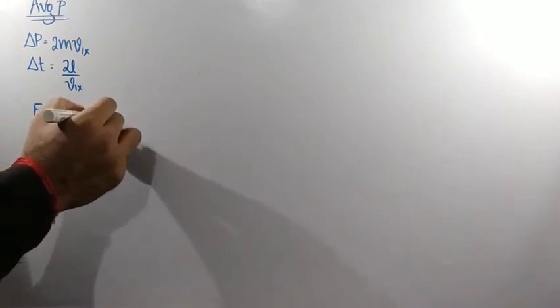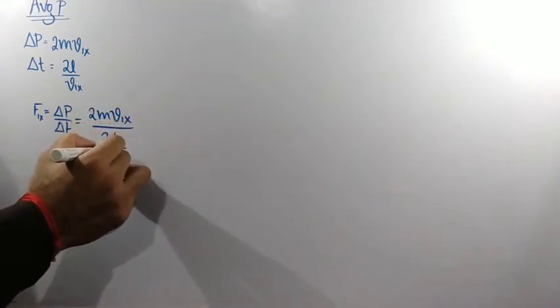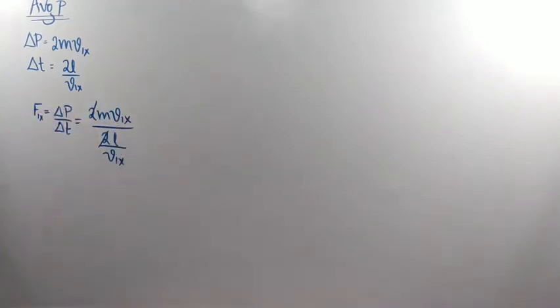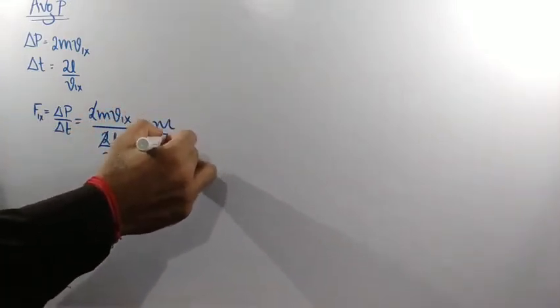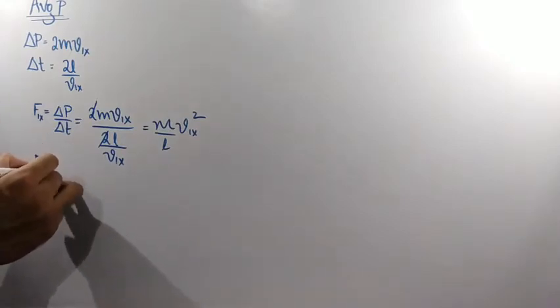For x we are calculating, so this is F1x. So delta P by delta T is 2m v1x divided by 2L by v1x. So 2 will get cancelled, v1x will go to the numerator, it will become v1x square, m by L into v1x square. This is our F1x, which we got as m v1x square divided by L. In the similar manner we are going to calculate F2x as well as F3x.